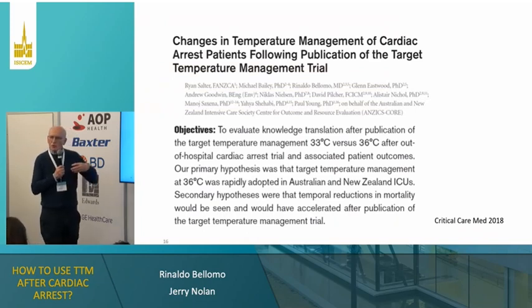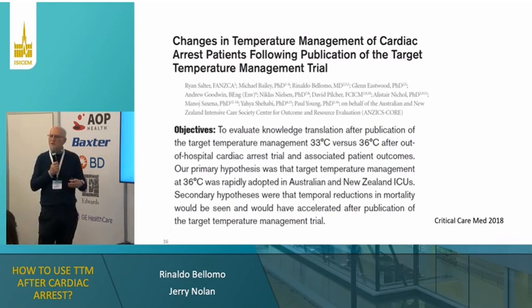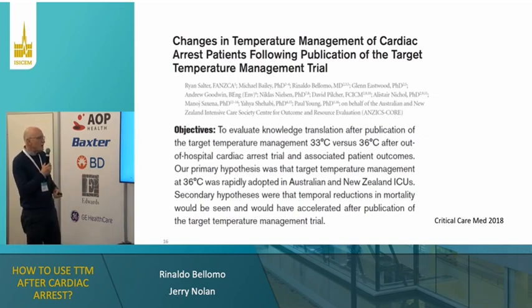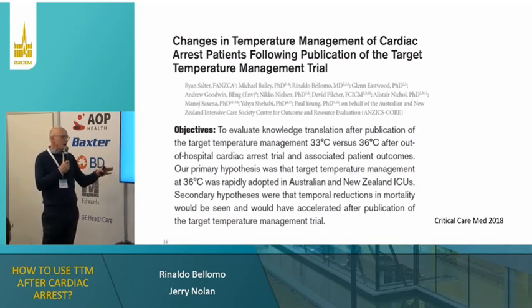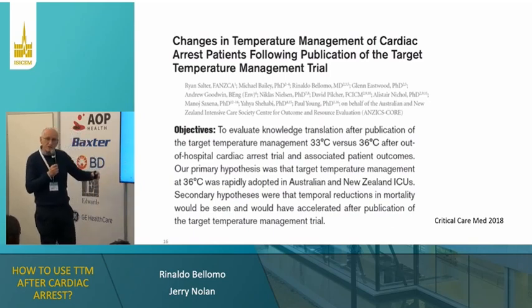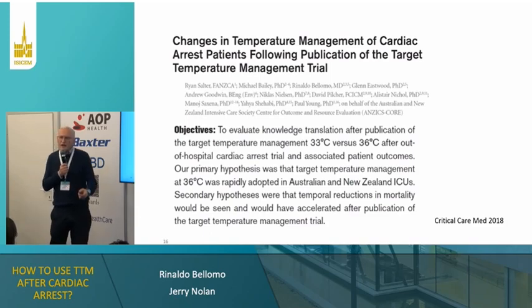So using the registry from Australia and New Zealand, we wanted to see what appeared to have happened after the publication of this trial. We hypothesized that the TTM1 results would have led to changes in the practice of temperature control. And then we wanted to see what that kind of change in behavior would be associated with.